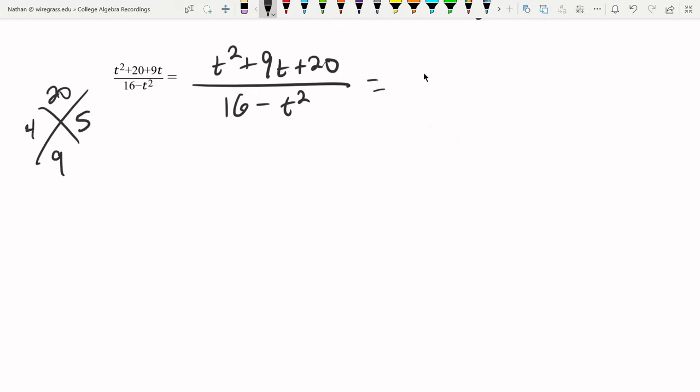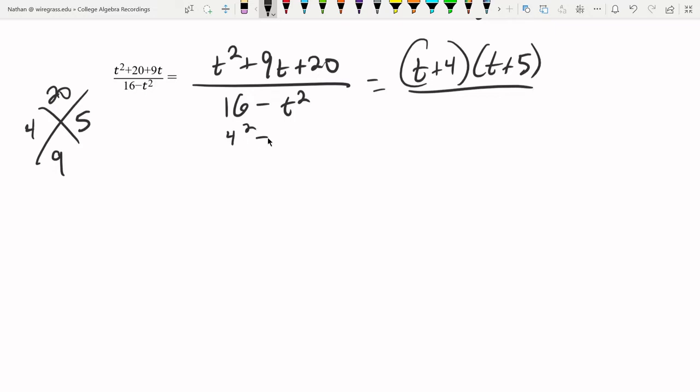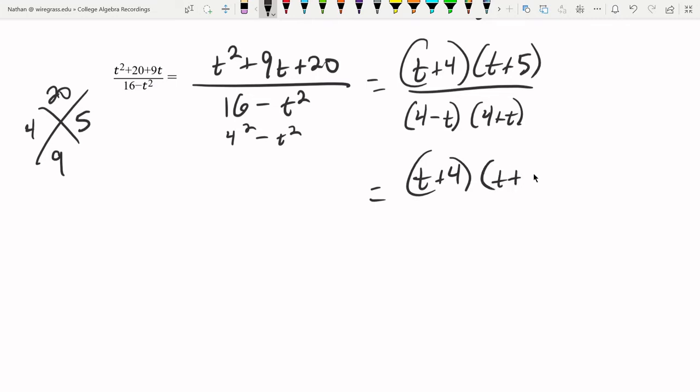And I can use a shortcut method here. So t plus 4, t plus 5 is our factored form. Now, 16 minus t squared is a difference of two squares. This is actually 4 squared minus t squared, which means I can factor it into 4 minus t, 4 plus t. And I can rewrite the bottom by flipping the 4 plus t around. And of course, you can see that t plus 4 cancels on top and bottom.